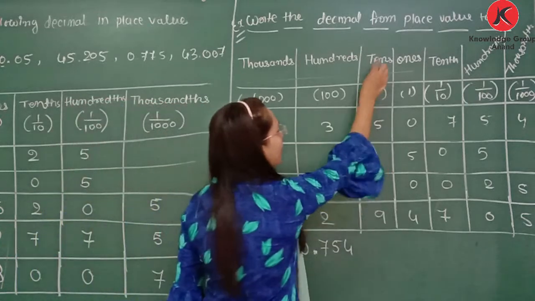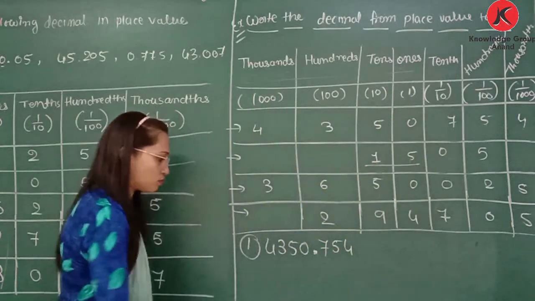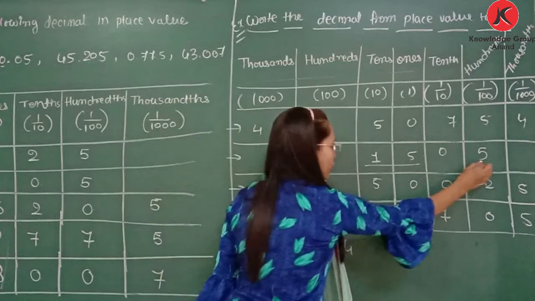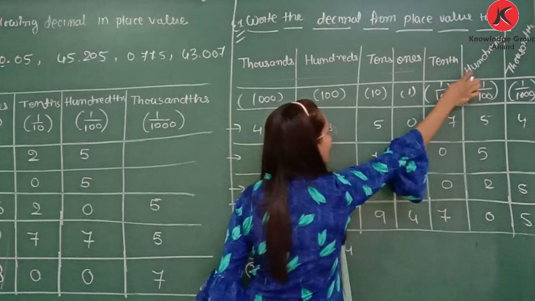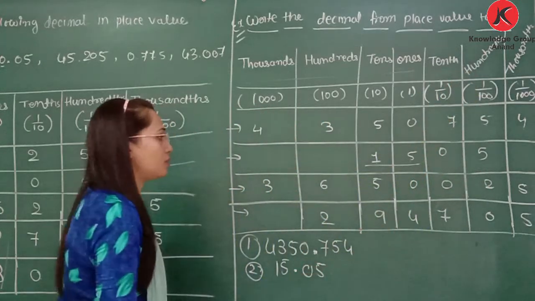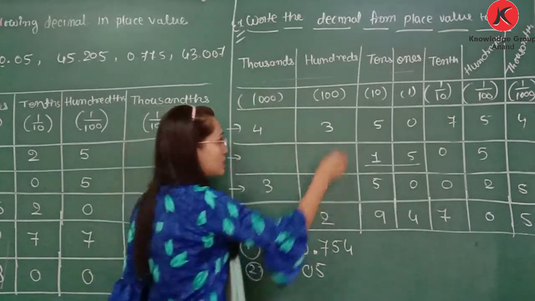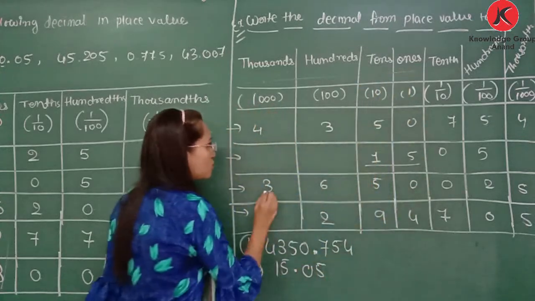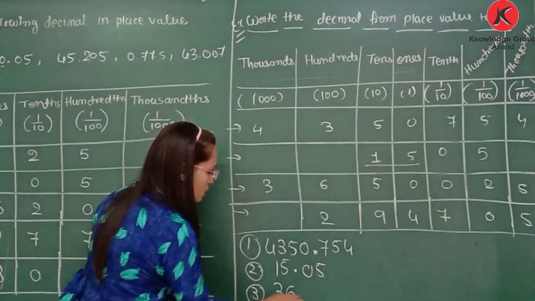Now here 1 at the 10th place, 5 at the 1's place. So this will be whole part. So 15.05 because 0 is at the 10th place, 5 at the 100th place. So 0, 5. So that is the decimal. Now for next one, 3 at 1000 place, 6 at the 100th place, 5 at the 10th place and 0 at the 1's place. So 3650. In third one we have 3650.